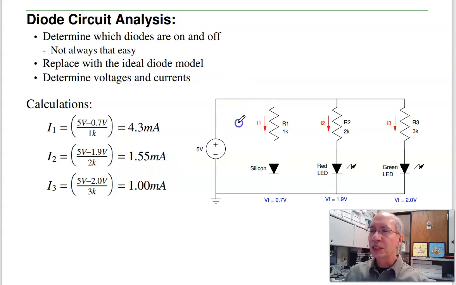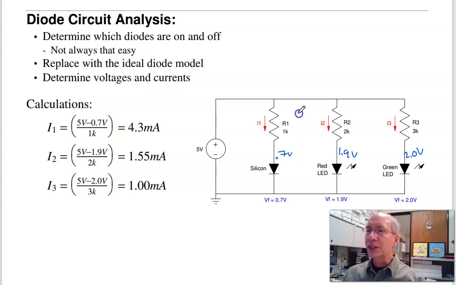If you have this circuit, I look at it and say the 5 volts is trying to turn on diode 1, trying to turn on diode 2, trying to turn on diode 3. Let's assume they're all on. If they're all on, then the voltage drop across the diode is a constant. This is 0.7 volts. A red LED, that's 1.9 volts. Green LED, depends upon which one you have. One we're assuming is 2.0 volts.